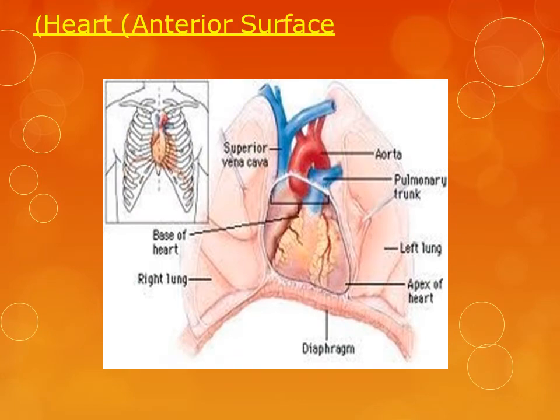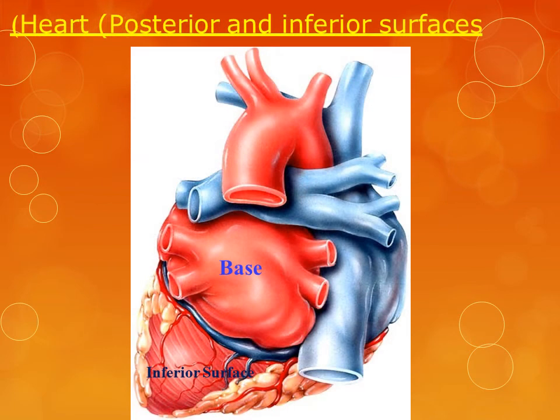So in the anterior view we can see this one is the base of the heart. This is the left atrium. This is the left ventricle, which is the inferior surface or the diaphragmatic surface. This is the right atrium. This is arch of aorta divided into three branches. This is pulmonary trunk. This is the right and left brachiocephalic vein which form the superior vena cava. These are the right and left pulmonary arteries. This is the pulmonary vein. This is the inferior vena cava.